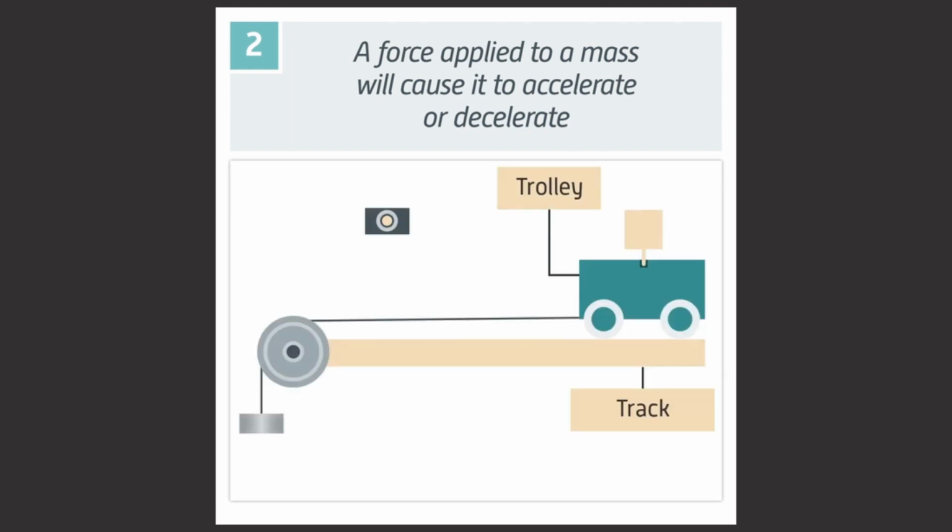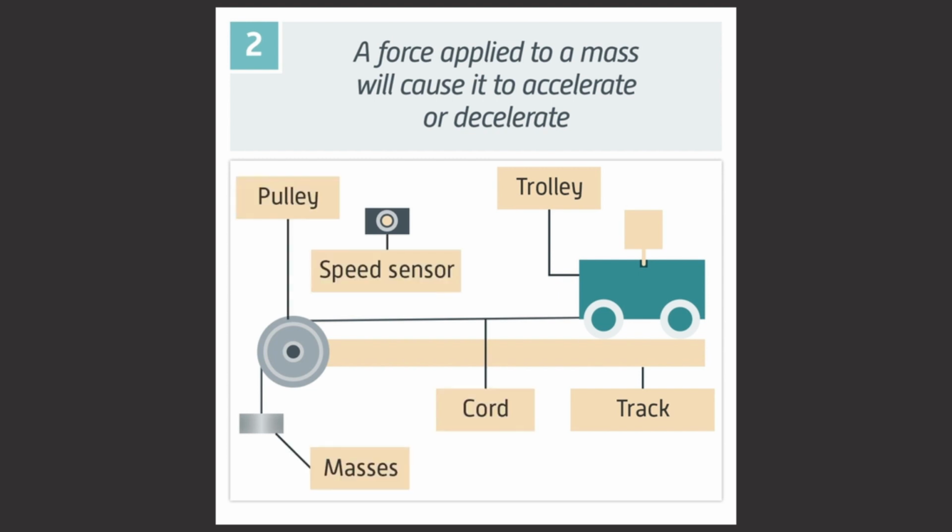For this, you will need a track and a trolley. You may instead be provided with an air track and vehicle. You'll also need a pulley, a cord, some masses, and a speed sensor. You will then need to set up the equipment as shown.